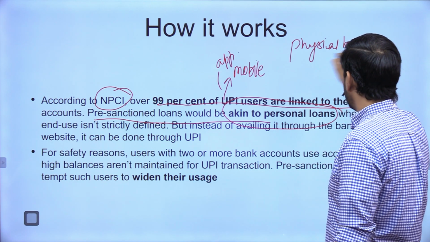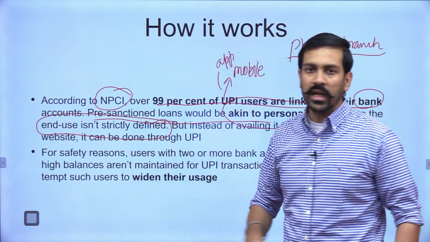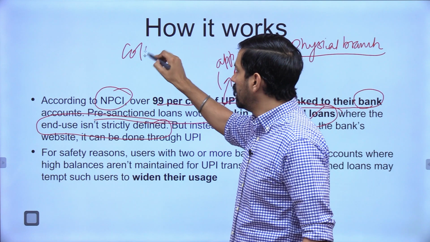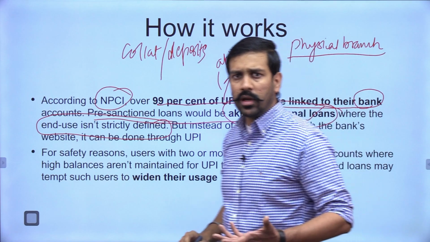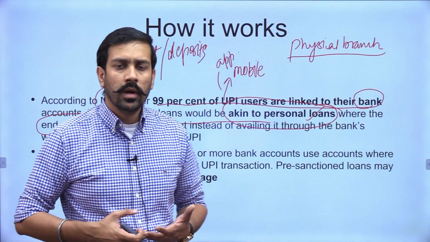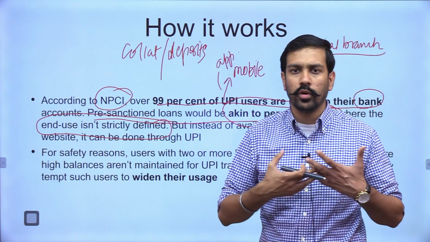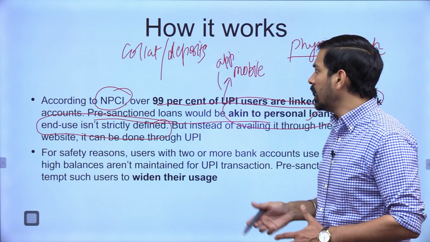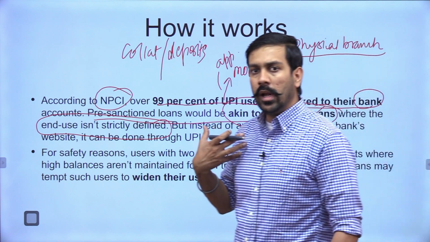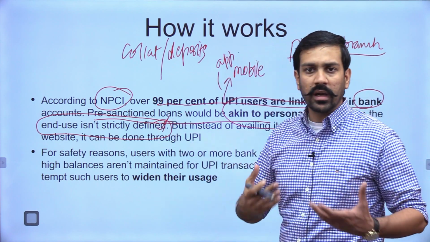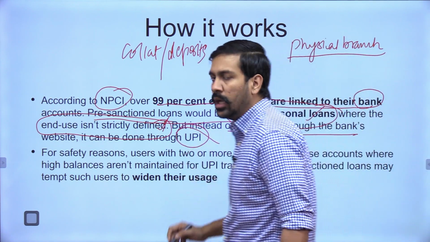So it will be akin to that of a personal loan, where end use is not strictly defined on the basis of some collateral or on the basis of some deposit. The bank gives you a particular defined loan, and then it is up to you how you want to spend that amount, whether you want to use it for productive activity or unproductive activity. Similarly, the kind of pre-sanctioned loan that you will get in the UPI app will also not be strictly defined, but instead of availing it through the bank website, it can be done through the UPI app.